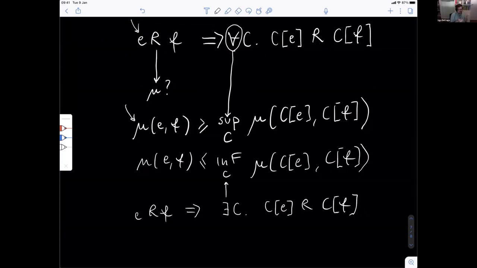I would say that it's more natural to take universal quantification because you don't know the context. You want a notion of program equivalence and a notion of program distance to account for the worst case.